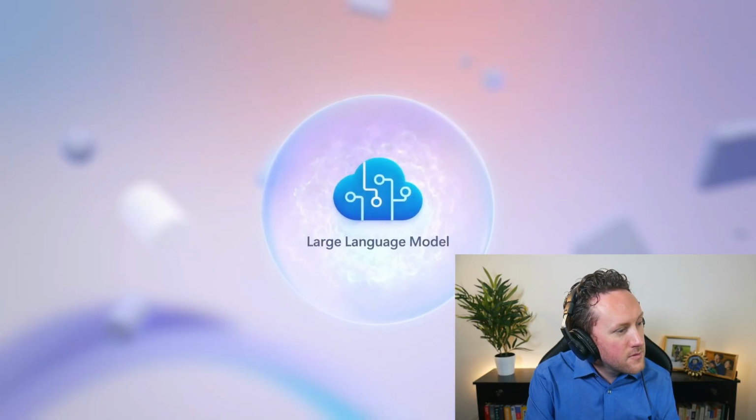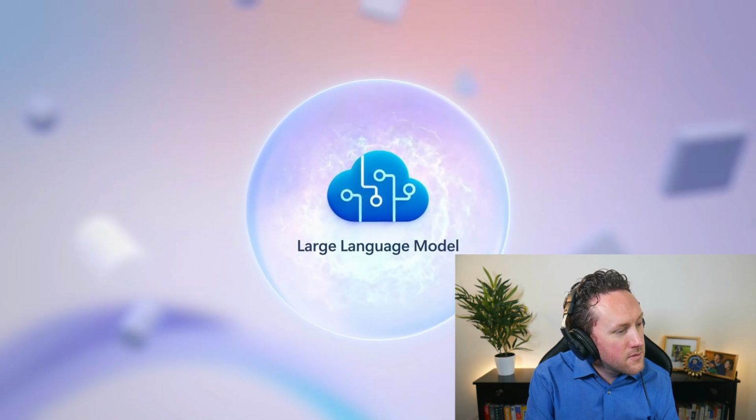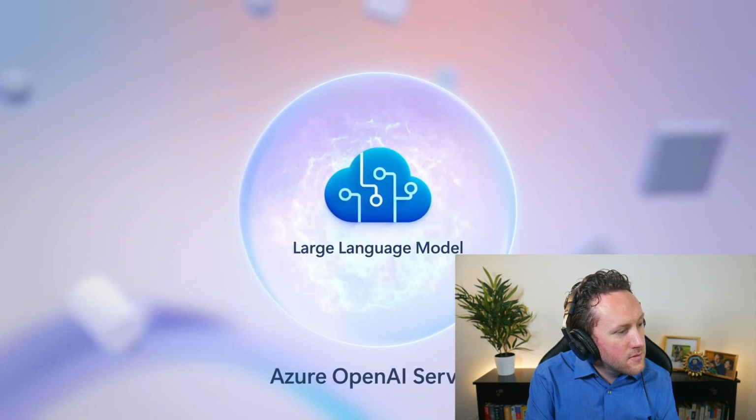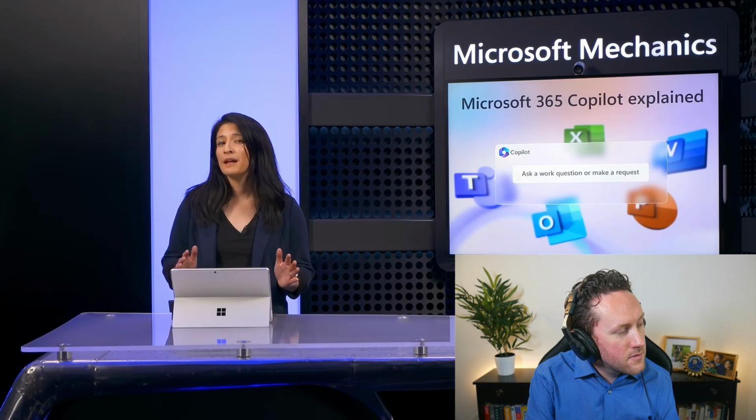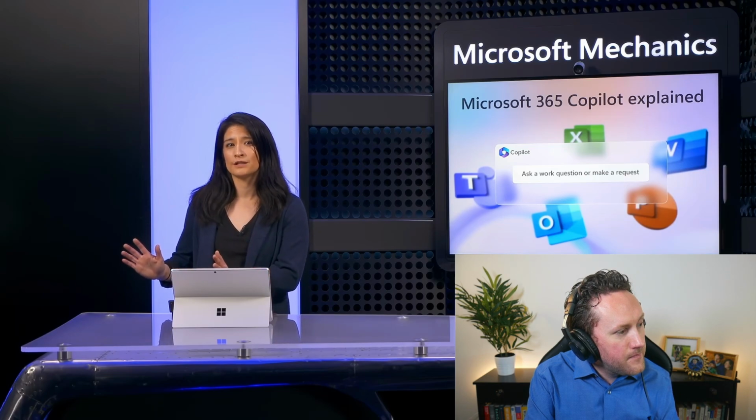Copilot has several core components. First off are the large language models hosted in the Microsoft Cloud via the Azure OpenAI service. To be clear, Copilot is not calling the public OpenAI service that powers ChatGPT. Microsoft 365 Copilot uses its own private instances of the large language models.